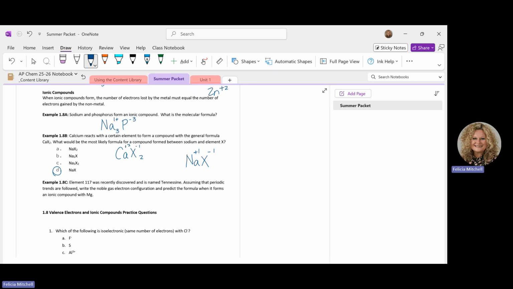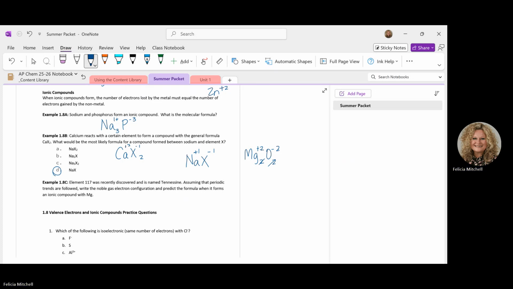Now, you're not going to crisscross the charges if they already net to 0. So do not do that, okay? If it's already netted to 0 at the top, you don't put the 2 in the 2. You want it to be the simplest whole number form.